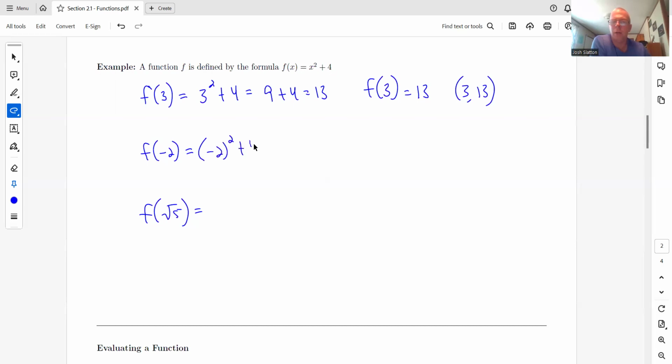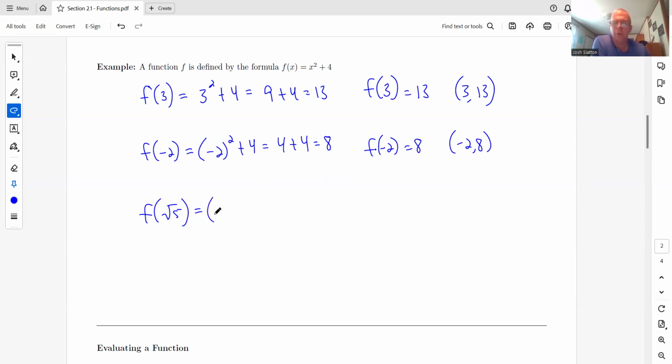Now we do the same thing with -2, so we're going to plug in -2 for x. We have (-2) squared plus 4. (-2) squared, of course, is 4. 4 plus 4 is going to be 8. So f of -2 is 8. And again, we could say that the ordered pair (-2, 8) is a point on the graph of this function.